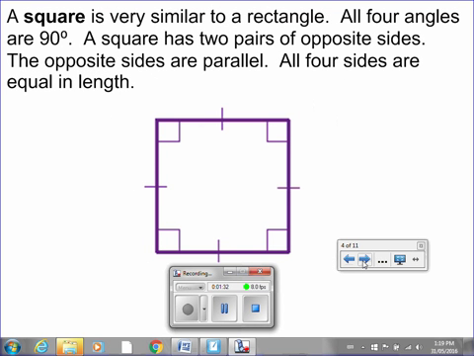A square is very similar to a rectangle. All four angles are 90 degrees. A square has two pairs of opposite sides. The opposite sides are parallel, but with a square, all four sides are equal in length.